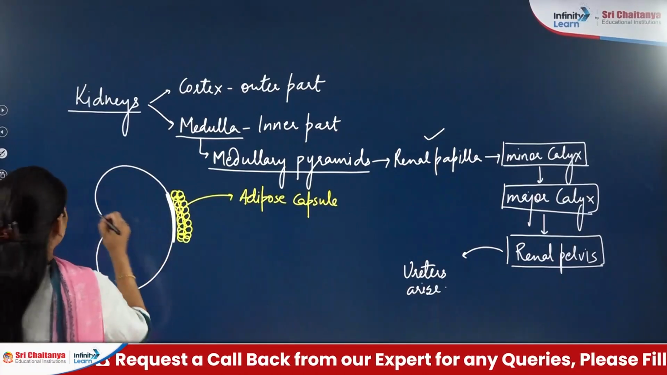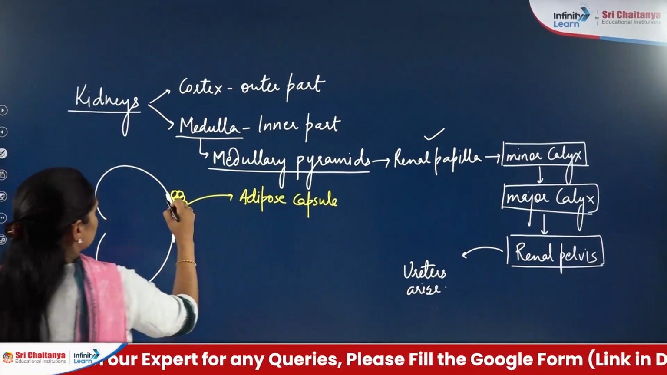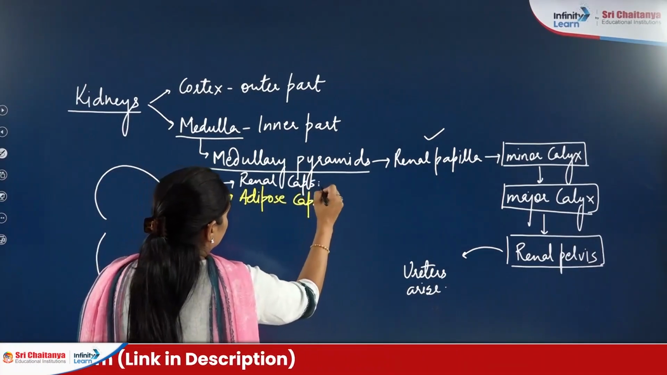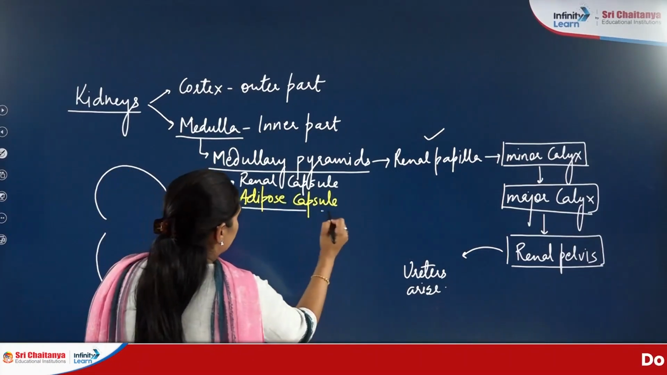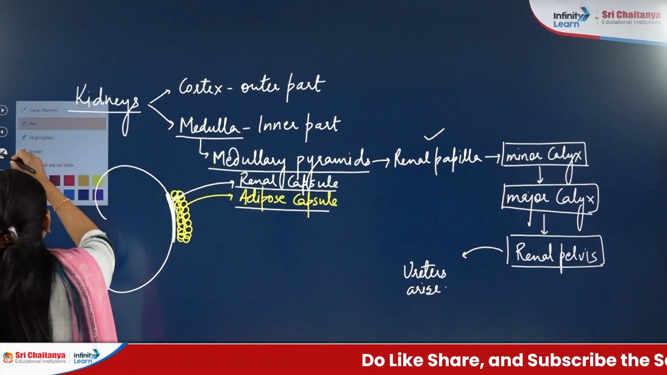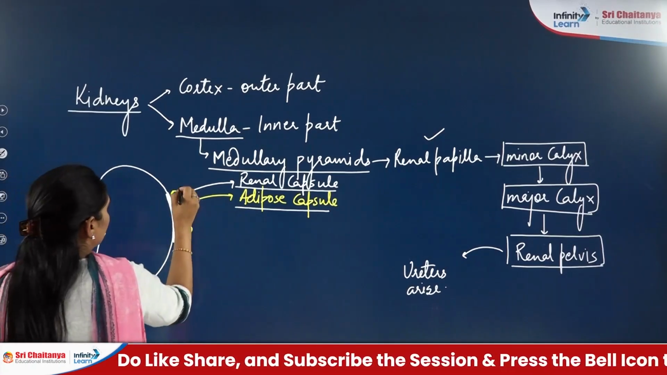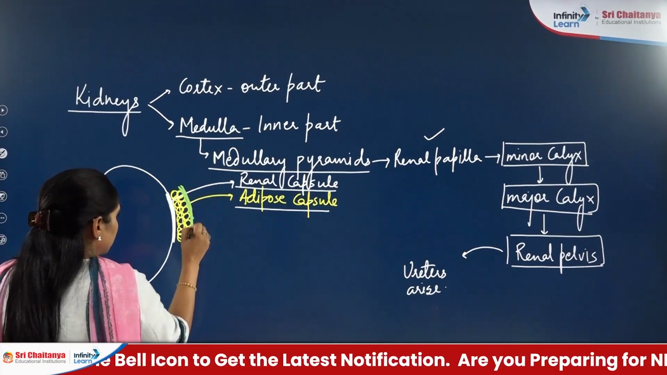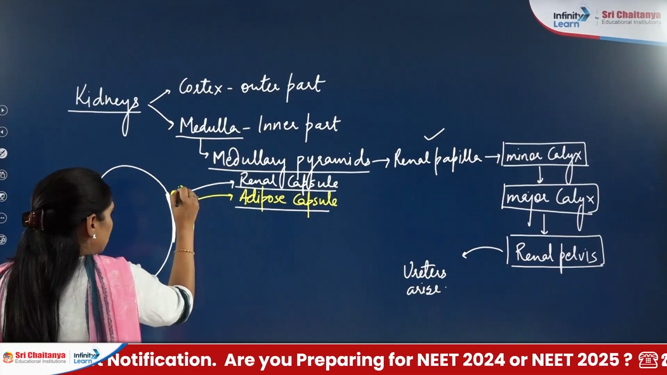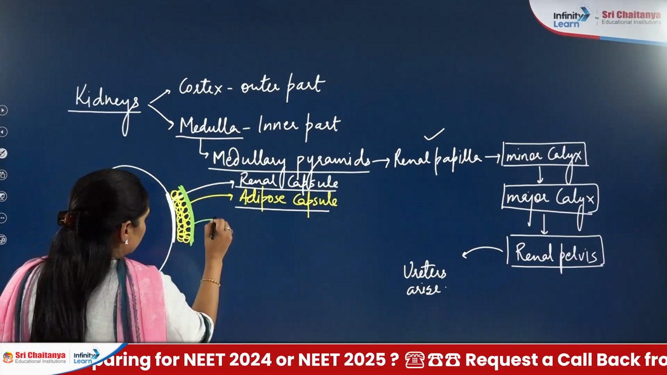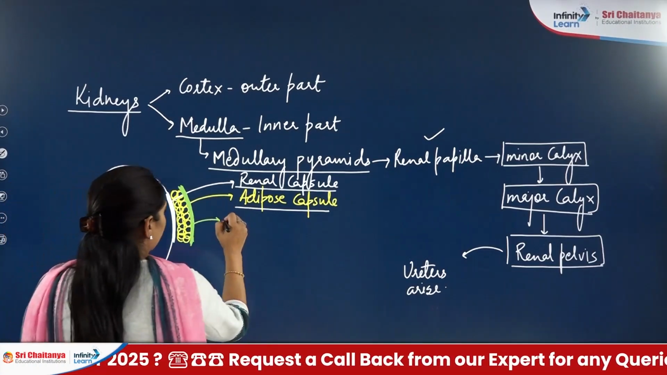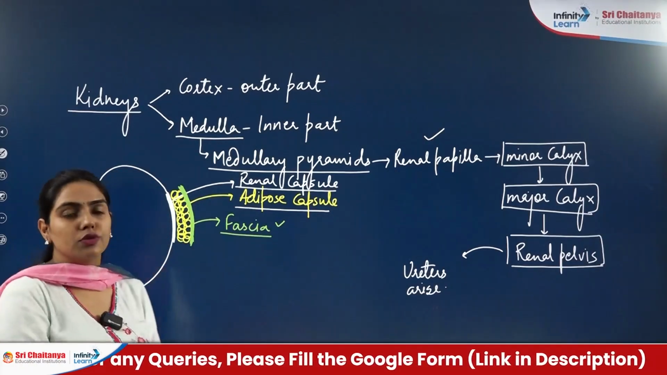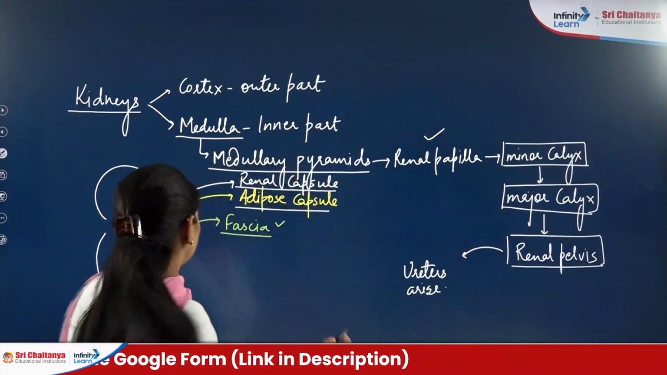So the innermost you already know. The innermost is the renal capsule. And the middle one is the adipose capsule. Now there is the outermost layer, which I am making with a green color. I hope it is visible. The difference between the adipose capsule and the outermost: the outermost is known as fascia or renal fascia, right?